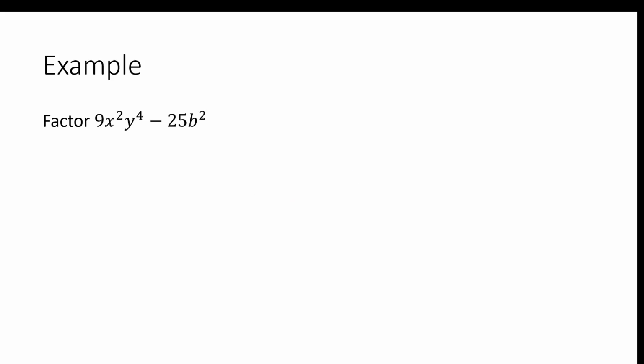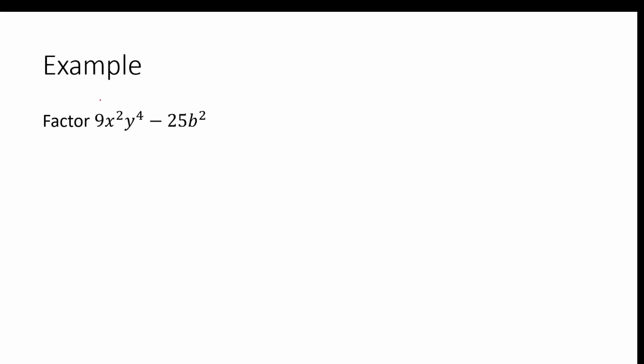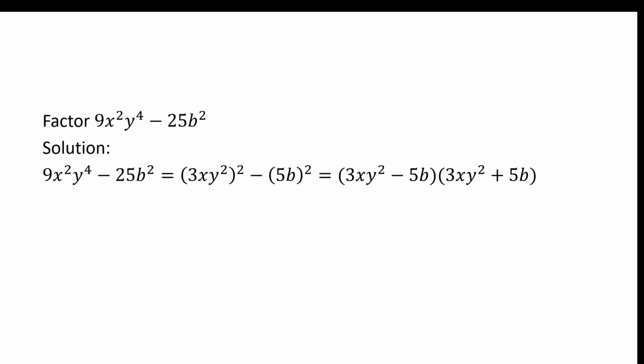Now, what if we're given 9x squared y to the 4 minus 25b squared? Well, so long as the coefficient is a perfect square, so we've got a coefficient of 9, and we're subtracting because it's a difference of squares, but if you discount the subtraction part, our other coefficient is 25. And we have even exponents, which means every exponent is divisible by 2. If that happens, your instincts might say, I think we might have a difference of squares opportunity here.